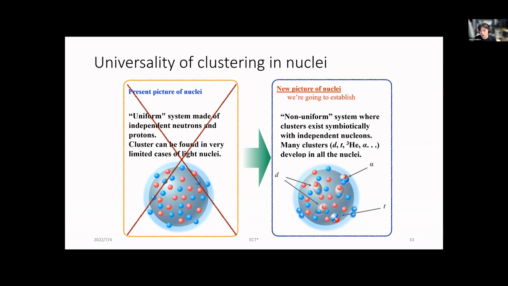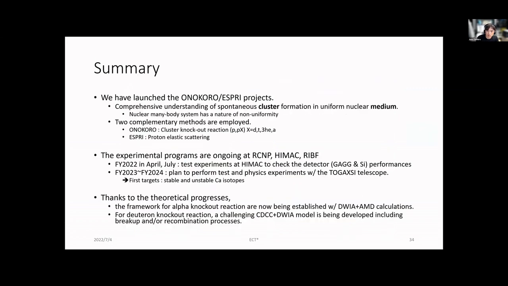It has a tendency to prefer a non-uniform or anisotropic system with this clustering formation. So this is the final summary. Maybe I don't have any time, so let me stop here.